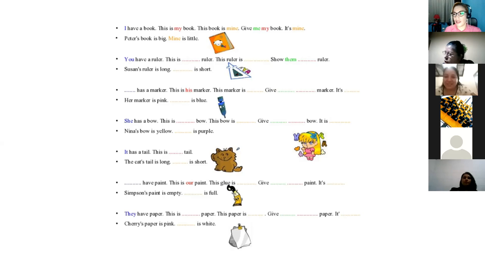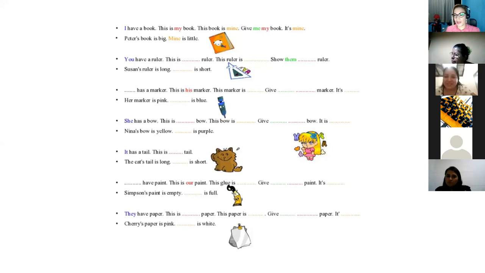You have a ruler. This is my ruler. This ruler is mine. Give me my ruler. Susan's ruler is long. Mine is short. Okay, if it says this, you have a ruler. Yeah, this is my ruler. Yeah, that's correct. Very good job.